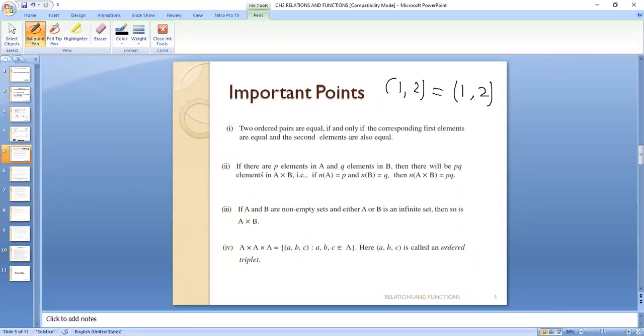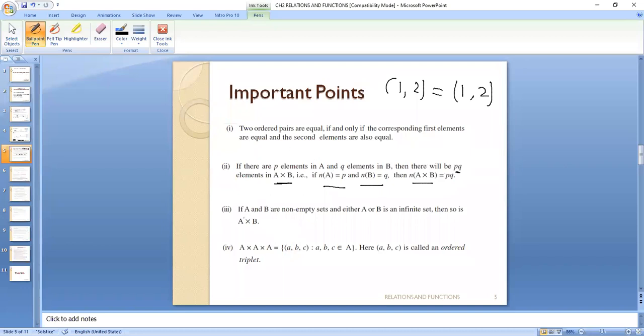Then second, this we have done already. If there are p elements in A and q elements in B, then there will be pq elements in A cross B. The number of elements in A is p, the number of elements in B is q, and the number of elements in A cross B is p into q. Right? This we have done by taking examples also.